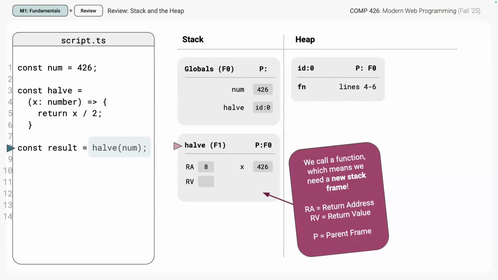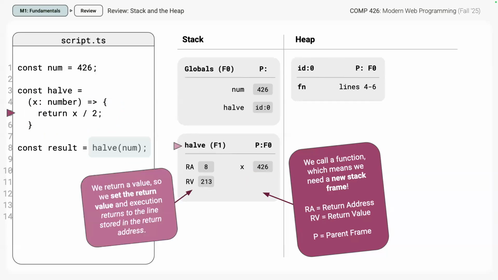Since we called have num, we are passing in the value of 426 into our parameter. We're running this function, and so x has been filled in with num. That's why we have x as 426 here. Right? So finally, we are now on line 5. We're saying we want to return half of what x is. So our return value is going to be half of 426. It's going to be 213.